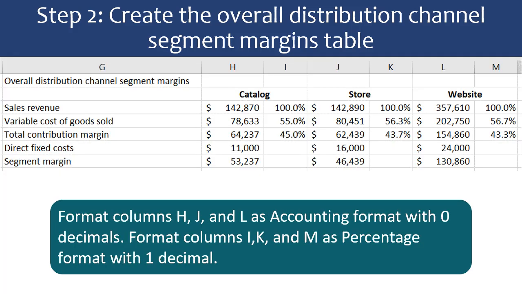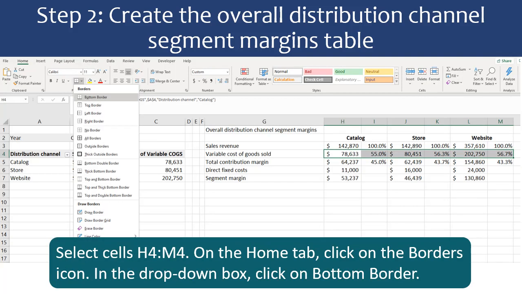Format columns H, J, and L as accounting format with 0 decimals. Format columns I, K, and M as percentage format with 1 decimal. Select cells H4 through M4. On the Home tab, click on the Borders icon. In the drop-down box, click on Bottom Border.